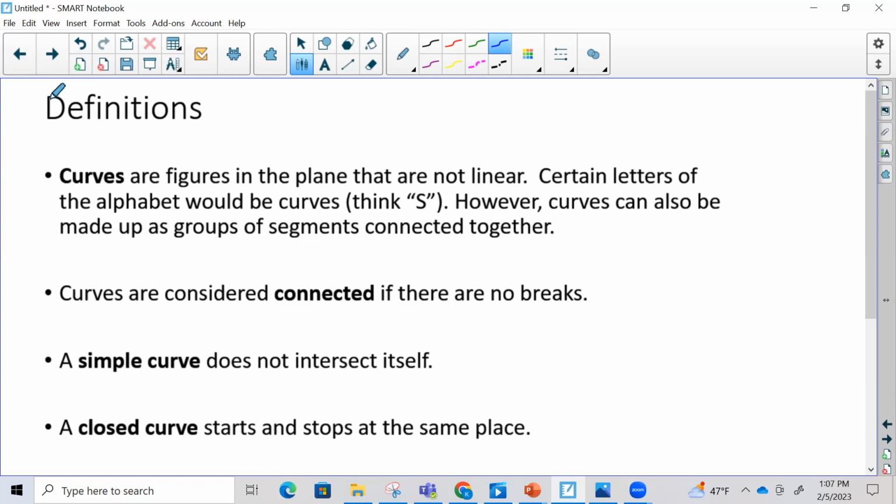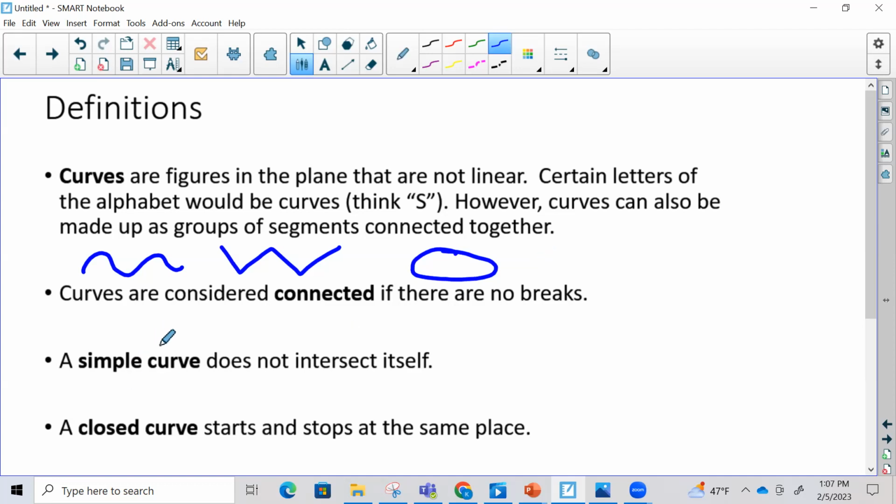Certain letters of the alphabet would be curves, think S. However, curves can also be made up as groups of segments connected together. So for example, this is a curve, or it could be a bunch of straight segments. Like this is a curve. So those are examples of curves. Or something like this is a curve. Okay, so we consider all of these curves in geometry.